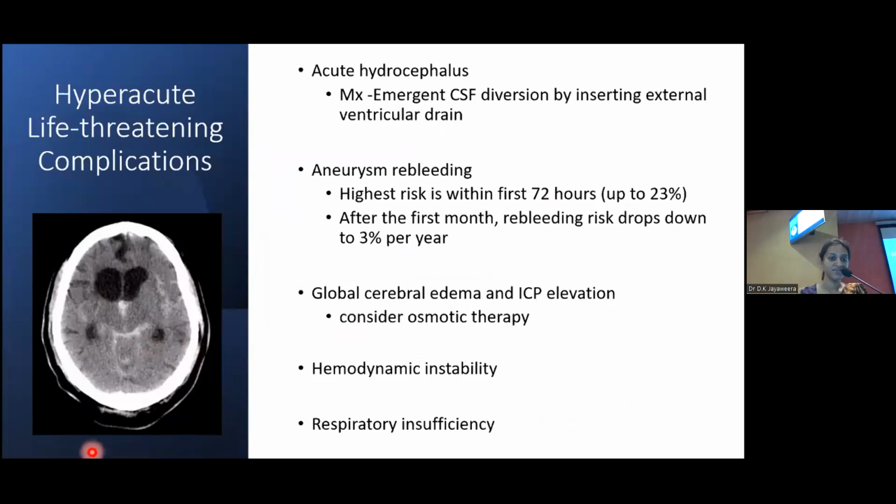And as you can see, there's a hydrocephalus developing. This may occur in 20% of cases. And of course, this is where the neurosurgeon should come in. So this needs emergency CSF diversion by inserting an external ventricular drain or an EVD. Other complications can be aneurysm rebleeding and also elevated intracranial pressure and also hemodynamic and respiratory insufficiency.